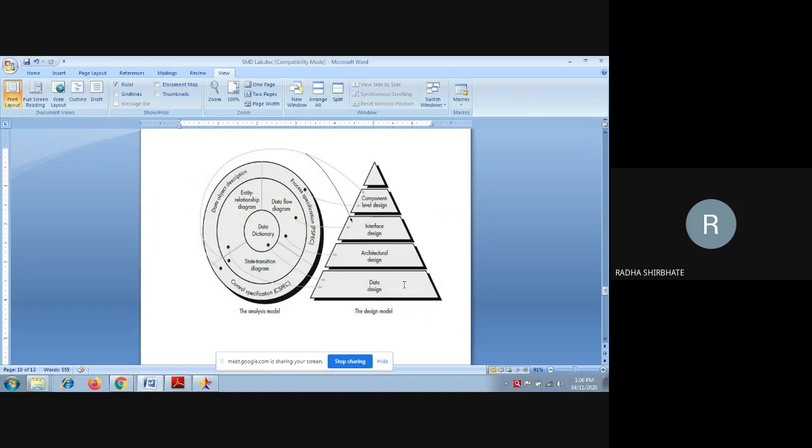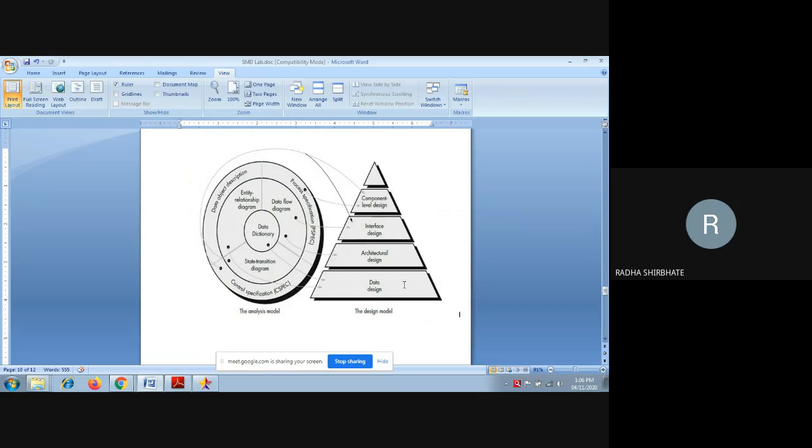Now this complete data dictionary, that is, the data object description, process specification, and control specification, can be converted into the design models. This design model is broadly divided into four parts. First is data design, second is architecture design, third is interface design, and the fourth is component design.